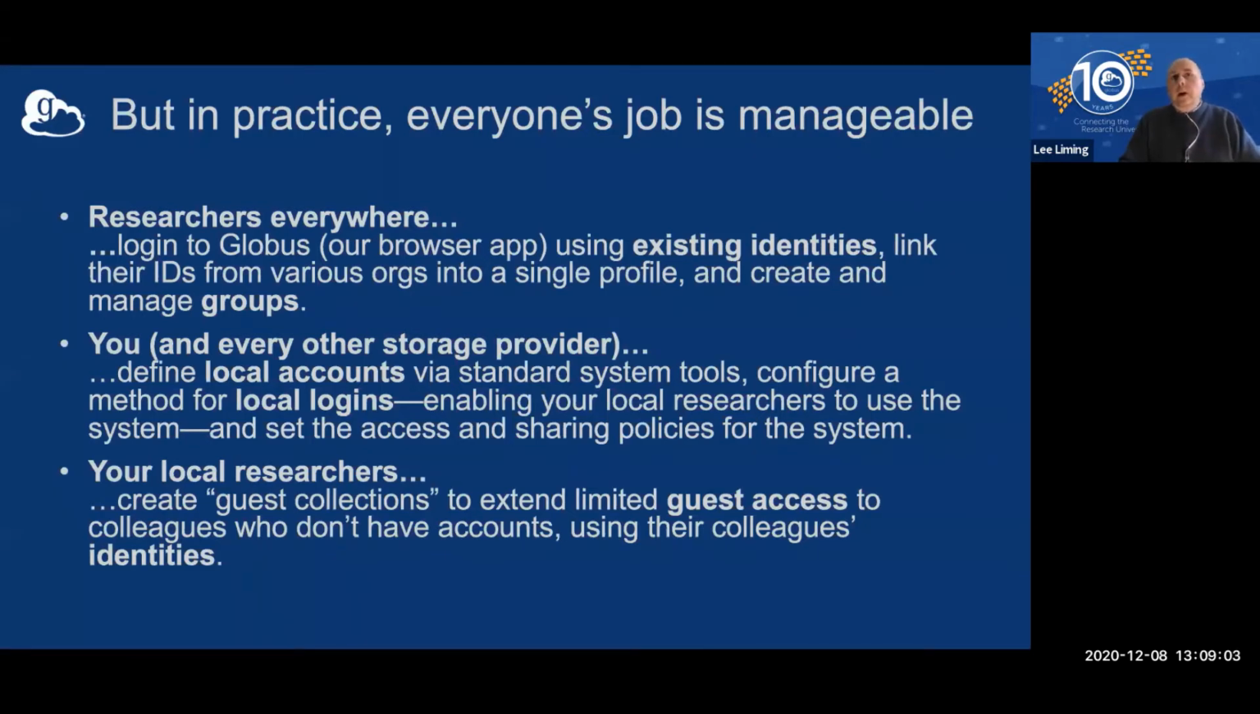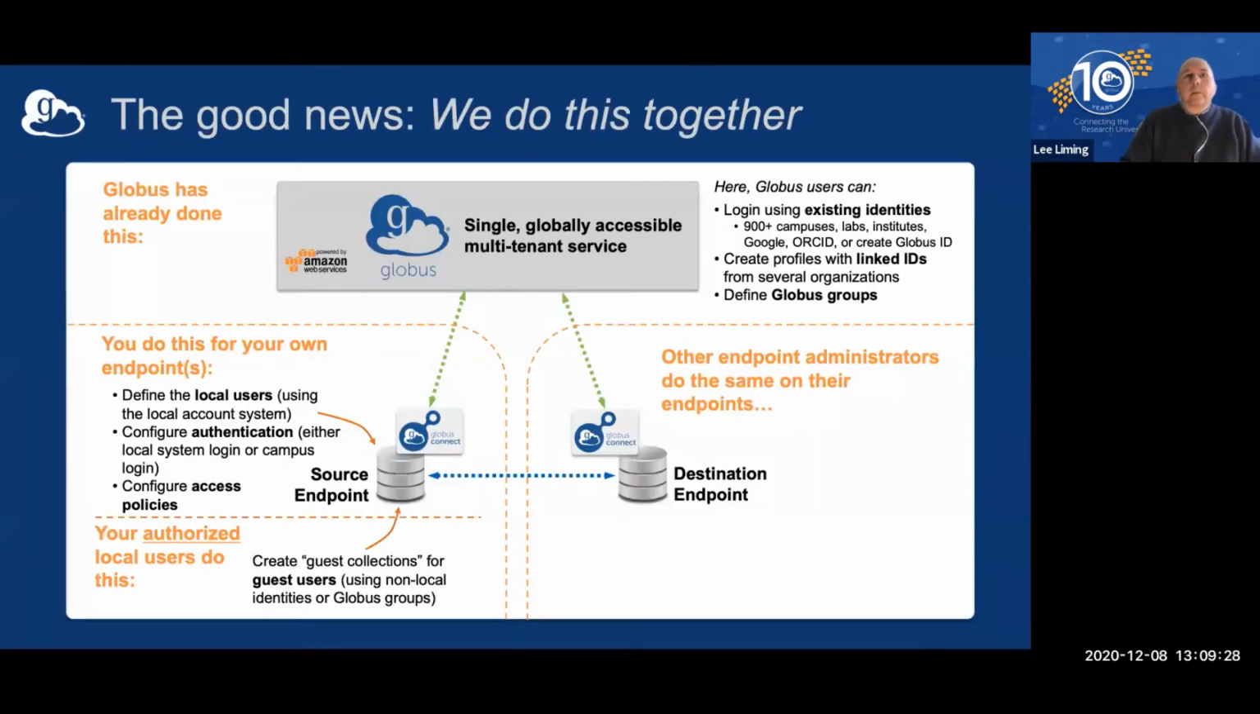So basically, there are roles, there are things that different people can do. Researchers can log into Globus. You, as the administrator of a system, can hook up your accounting system to Globus. And then people who you've given access to your endpoint can extend access to other people. So everybody has something that they do in this model. Here's a picture of what I was just describing. So we've already done this. We've created Globus, the Globus web application and the Globus system that allows researchers to log in using existing identities.